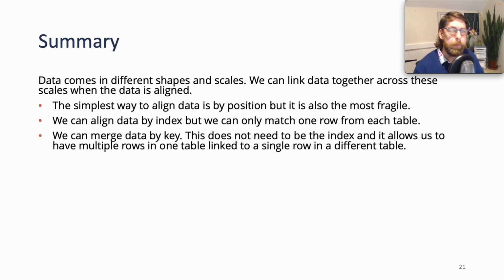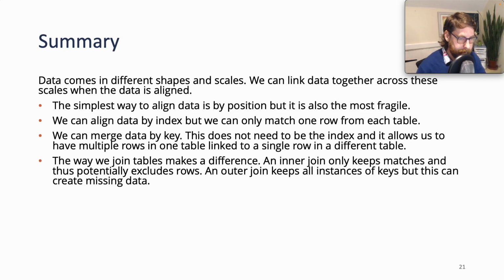Indexes work, but they allow us to only map one with one index to one with the other index, and a key allows us to do one to many merging. Now the way we join tables makes a difference, as I noted. An inner join keeps where there's a key in both tables, whereas things like a left join will keep all from one of the tables, even if there's missing data.